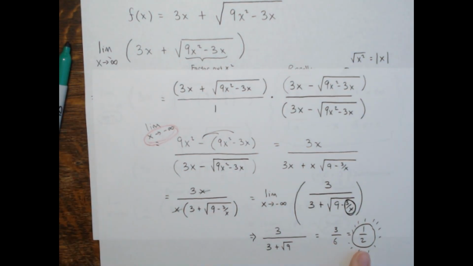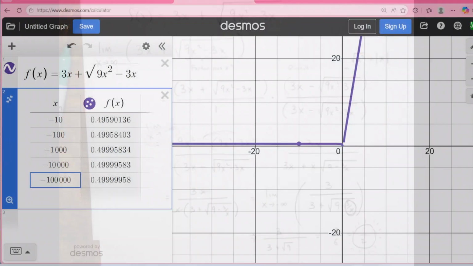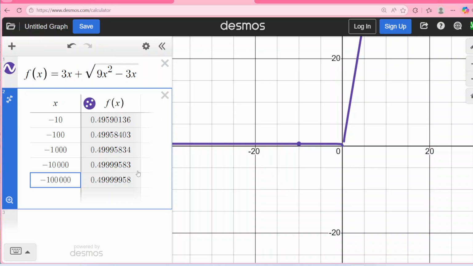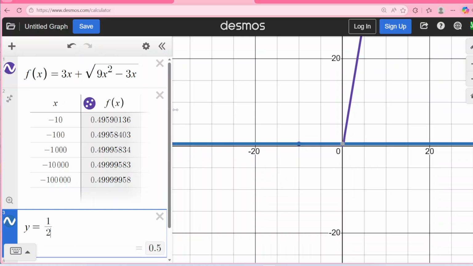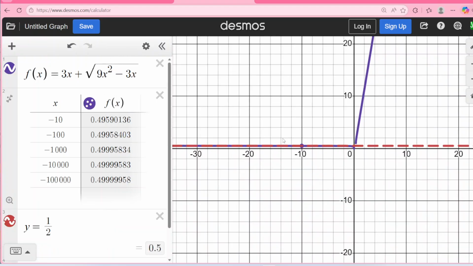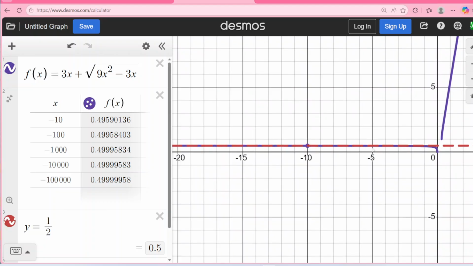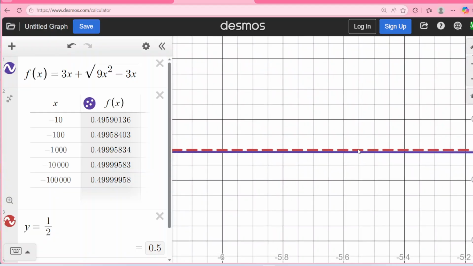And so, that is finite. So y equals a half would be considered a horizontal asymptote, right? If I were to go back to Desmos here, put in y equals 1/2. I'll change the color up so they contrast a little more. Dotted in. You see how the graph on the left approaches this red line, gets closer and closer to y equals a half.